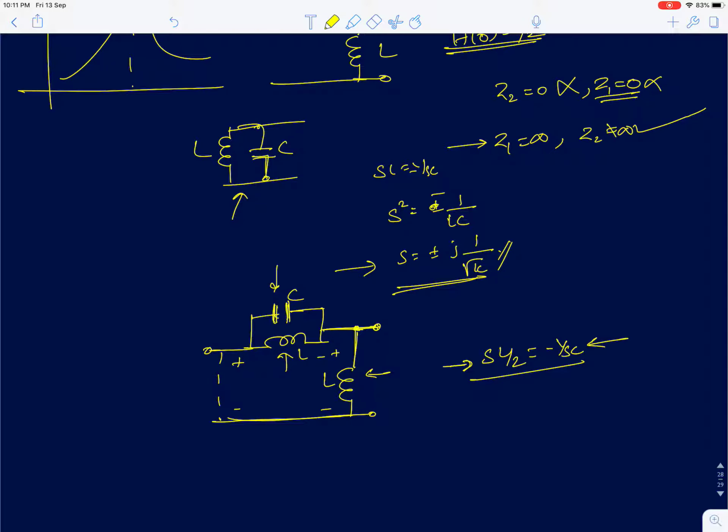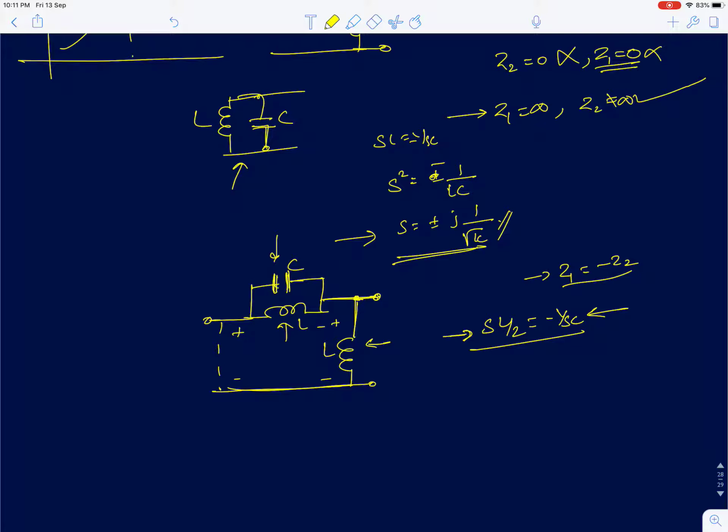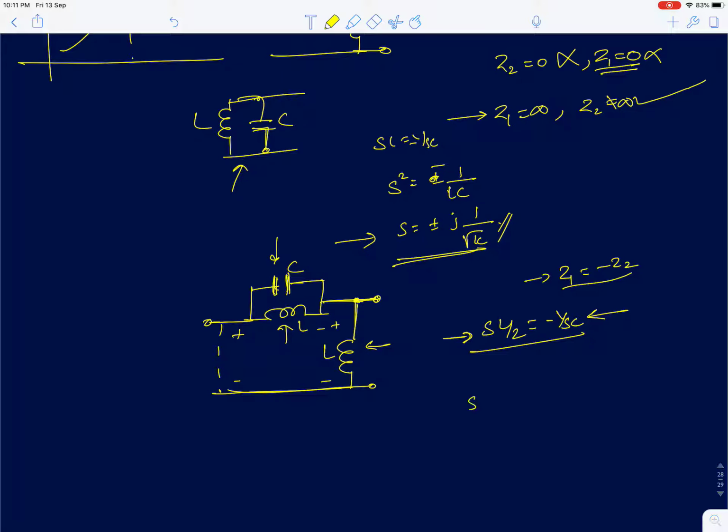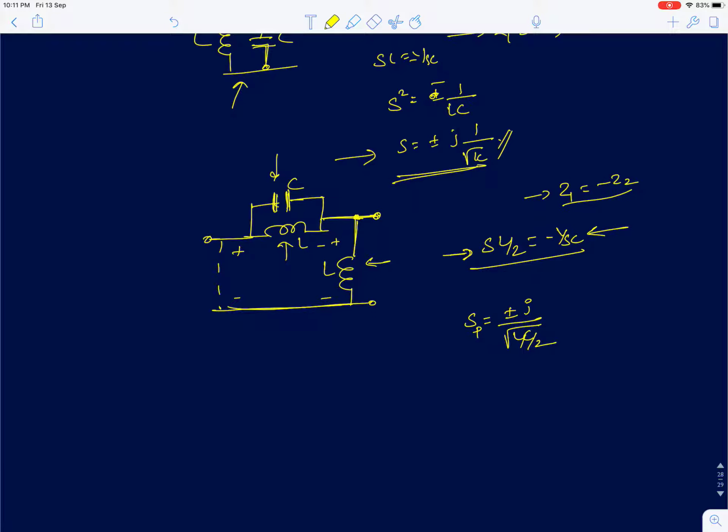This condition is satisfied when I use Z1 being equal to minus Z2. So from this I can get the complex poles. You can see complex poles will be plus minus j upon root LC by 2. Okay, so now I'm ready to write the transfer function. The DC gain is half, and zeros occur at 1 plus s square LC, and the pole occurs at 1 plus s square LC by 2.